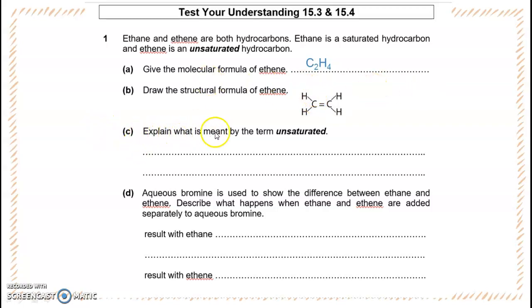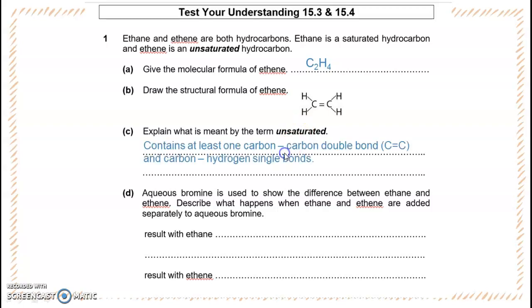Explain what is meant by the term unsaturated. I've mentioned this in the previous webcast. Unsaturated means that it will contain at least one carbon-carbon double bond, and carbon-hydrogen single bonds. So in this case, this is what I mean by unsaturated. Saturated, on the other hand, means that it contains all carbon-carbon single bonds and carbon-hydrogen single bonds. So make sure you're familiar with this.